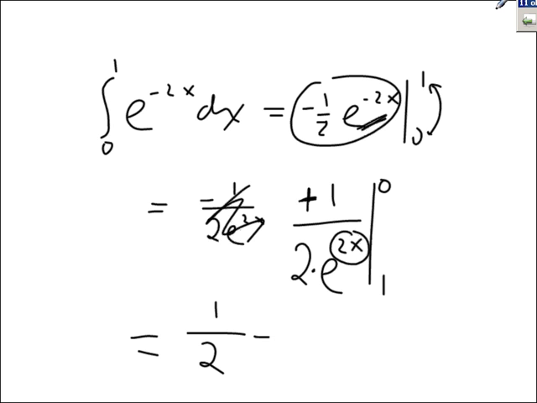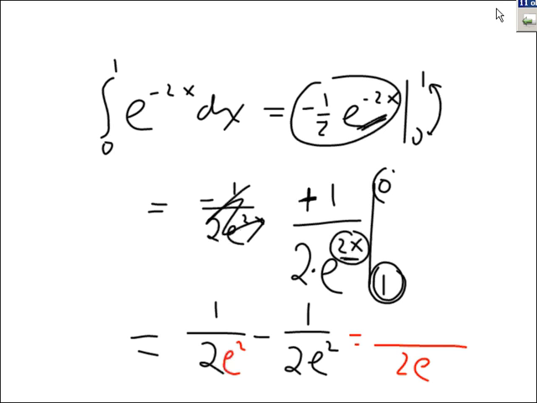Minus. Now you plug in 1. The top is 1. The bottom is 2, e to the 2. 2 times 1 is 2. You want to get a common denominator, you could put e squared on the bottom over here. So now they both have 2e squared. If you put e squared on the bottom, you have to put it on the top. So you have 1 times e squared, which is e squared minus 1.